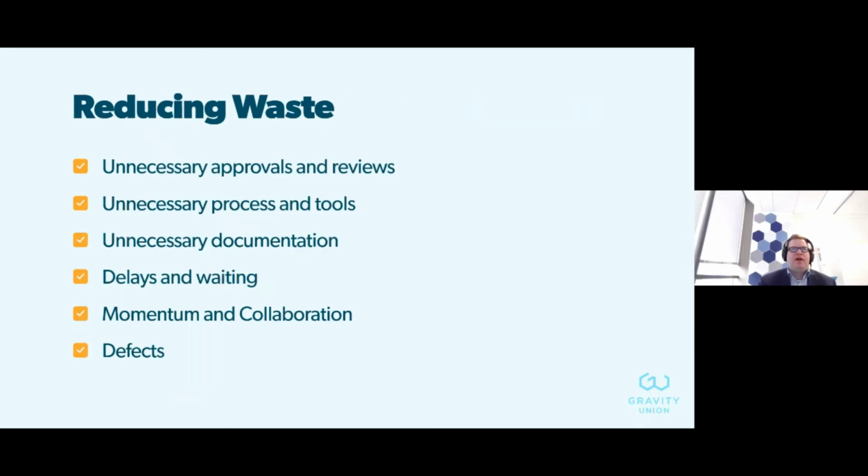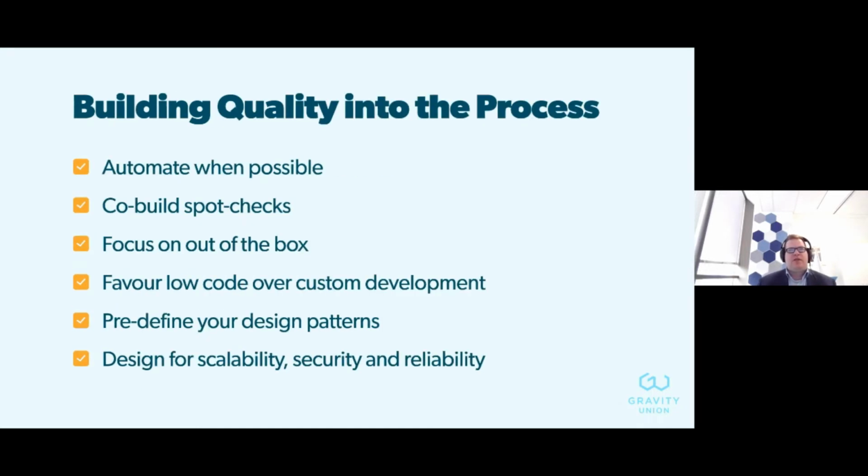Diving into building quality process, certainly automate when possible. We'll focus on out-of-the-box functionality rather than doing anything custom. So, for example, right now we have a project, and some people on the project want to build out scripts and processes to deploy content types instead of using the content type hub. So now we've taken a task that could be 5 minutes and turned it into like an 8-hour task.